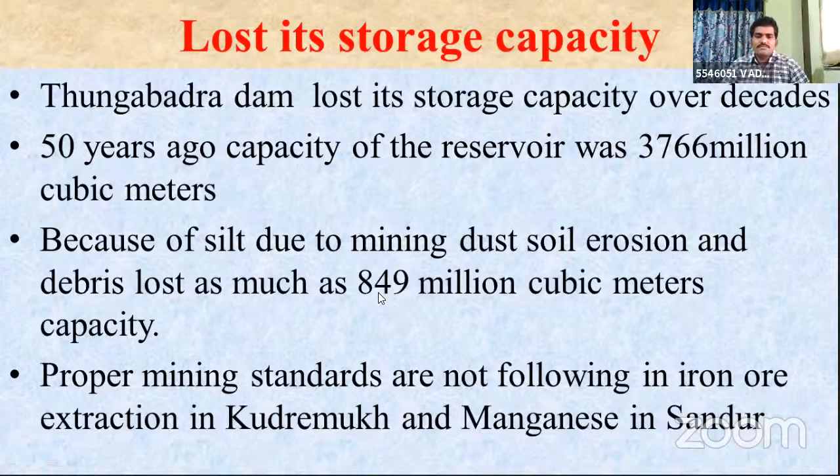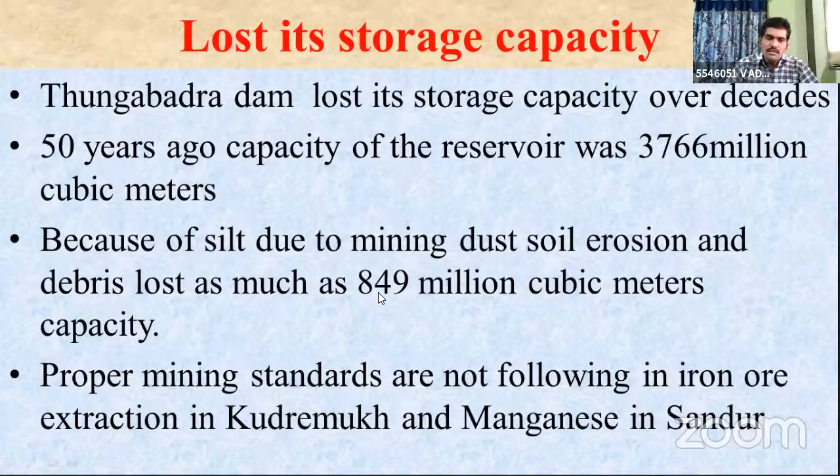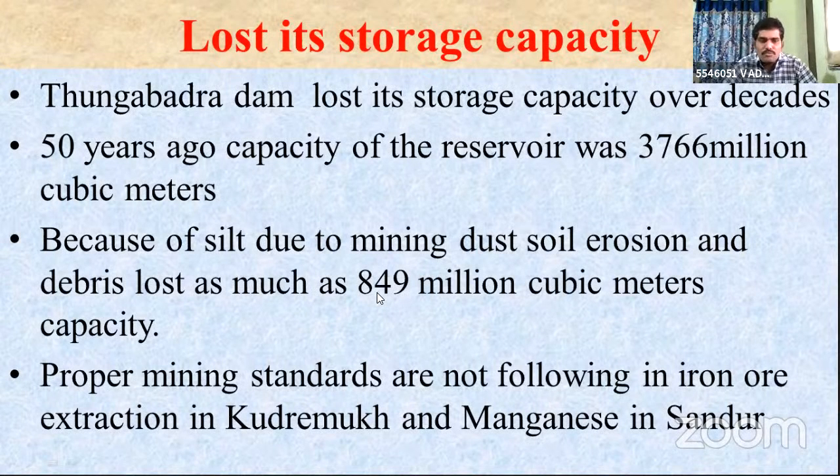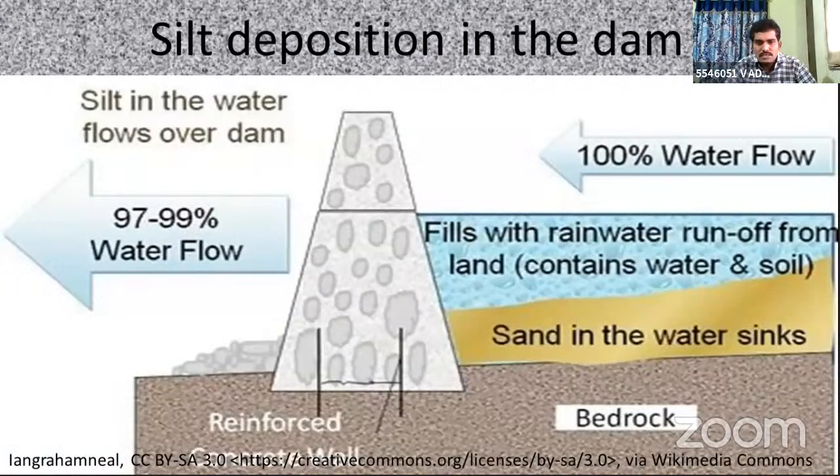So much silt is depositing in the river bed, in the reservoir, and in the upper Tungabhadra dam area, so many mining activities are going on. Because proper mining standards are not being followed in iron ore extraction in Kudremukh and manganese in Sandur, so much debris and silt is coming into the Tungabhadra dam. Here you can observe how the silt is depositing in the reservoir.